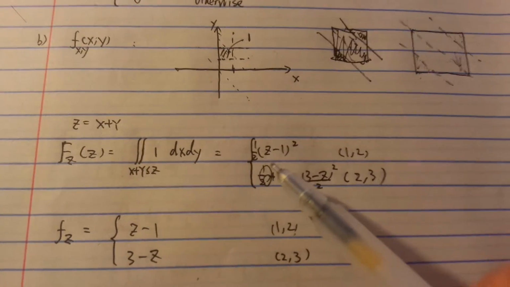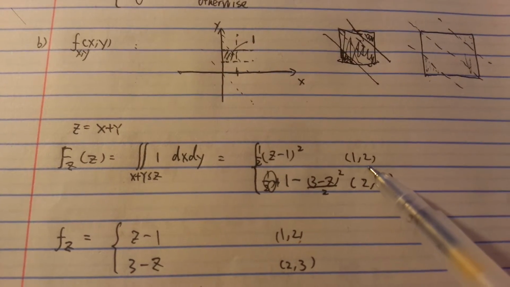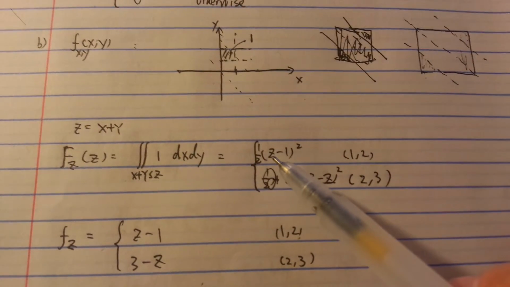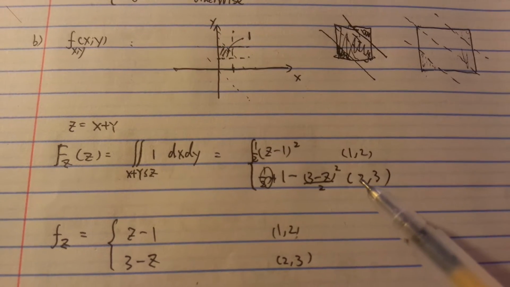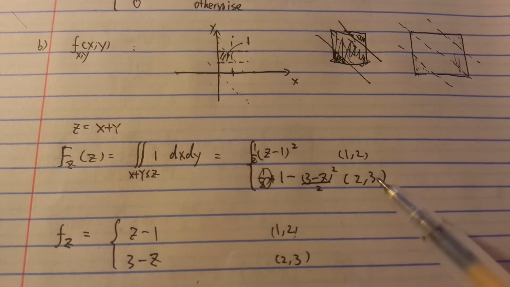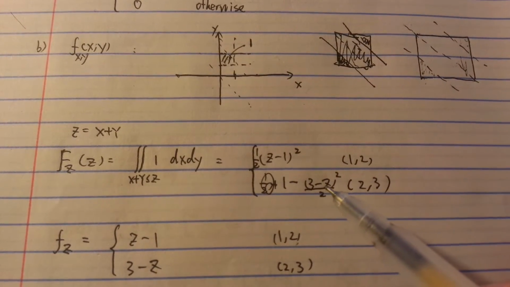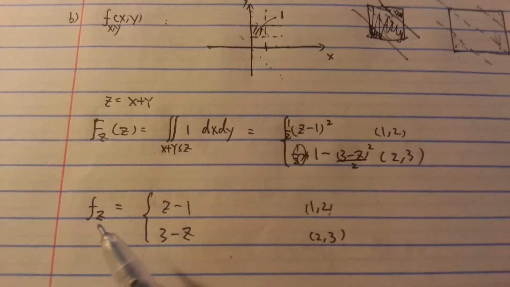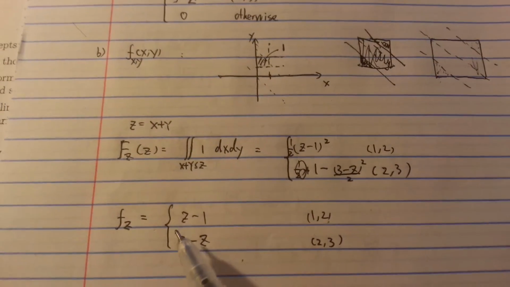So finally, what we get is that if Z is between 1 and 2, the distribution function of Z is half of (z minus 1) squared. And if Z is between 2 and 3, the distribution function is equal to 1 minus half of (3 minus z) squared. And taking a derivative, we can get the density function of Z, and this is just equal to the previous result. So this is the first question.